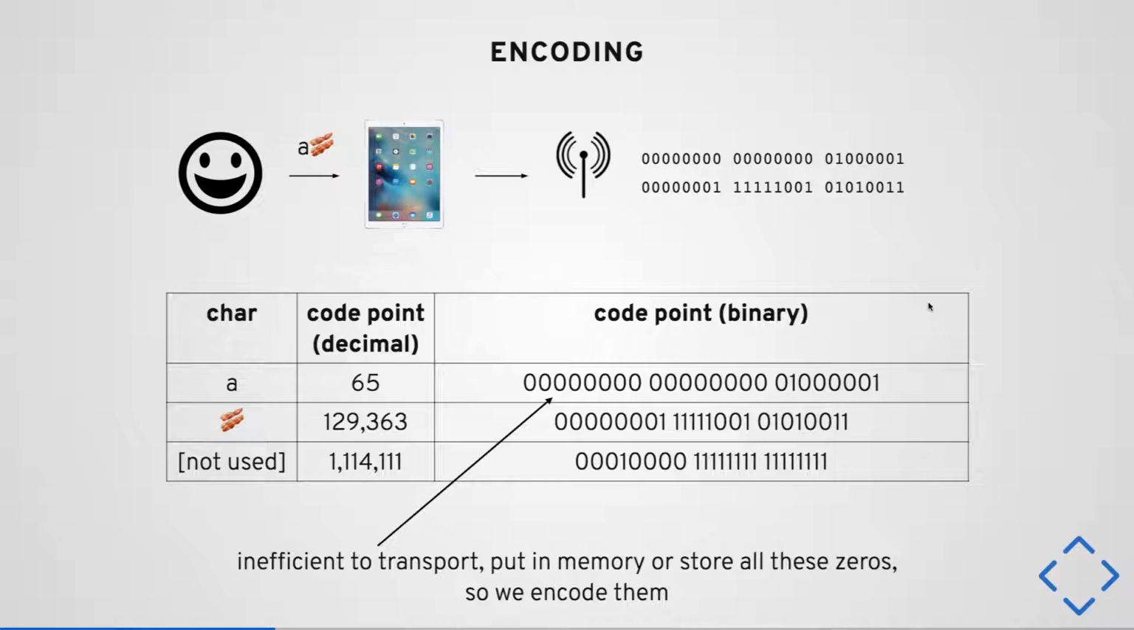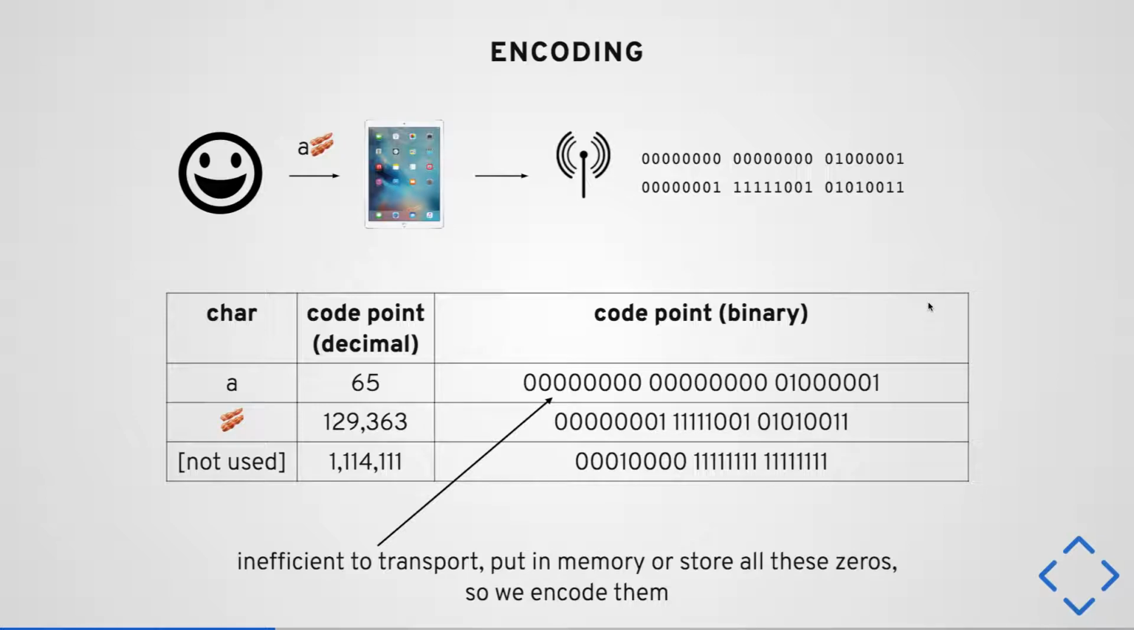Either way, right? So we, as a person, type in a bacon, or 2 pieces of bacon, however you want to look at it. We put it in our iPad. We want to store that in memory, on our hard drive, or send it across the wire, whatever the case may be. So the code point for A in decimal is 65, that's how we think, right? And for bacon, it's 129,363. And the very biggest number we can have in Unicode would be that, and that's what it would look like in binary. So that's the binary representation.